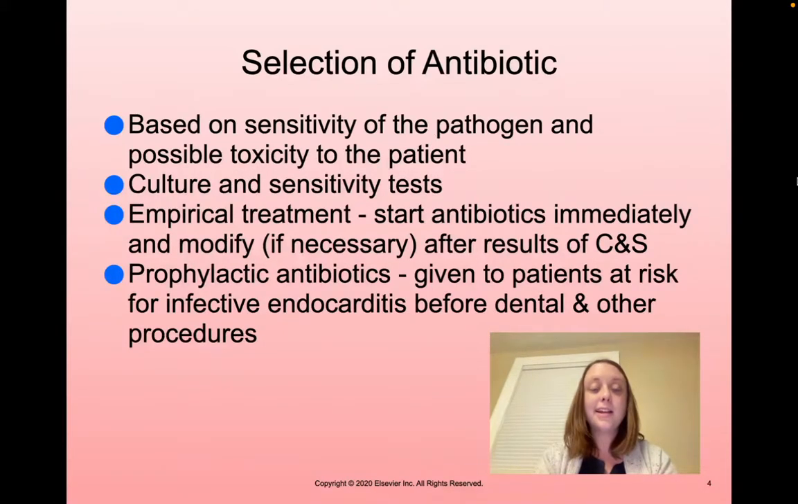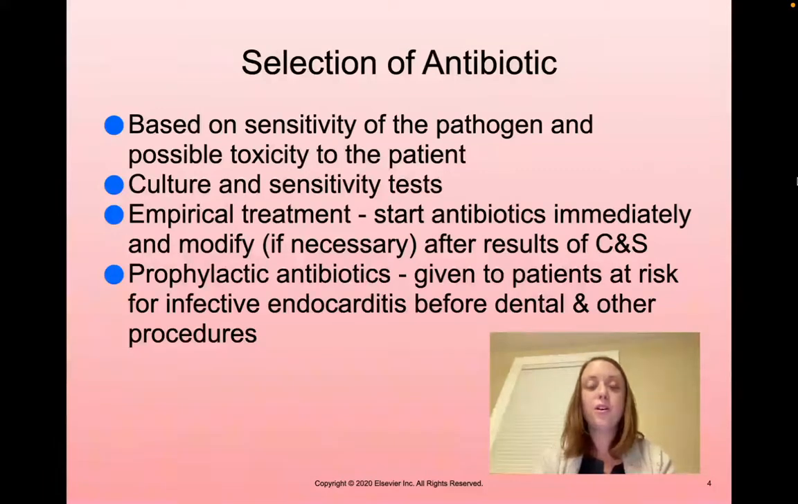It's important to select the correct antibiotic. If we are just giving antibiotics unnecessarily to patients, that's a great way to increase resistance among the bacteria to these drugs. So it's very important that we base the choice of antibiotics on the sensitivity of the pathogen and then also pay attention to possible toxicity to the patient. So this is generally done by culture and sensitivity tests.